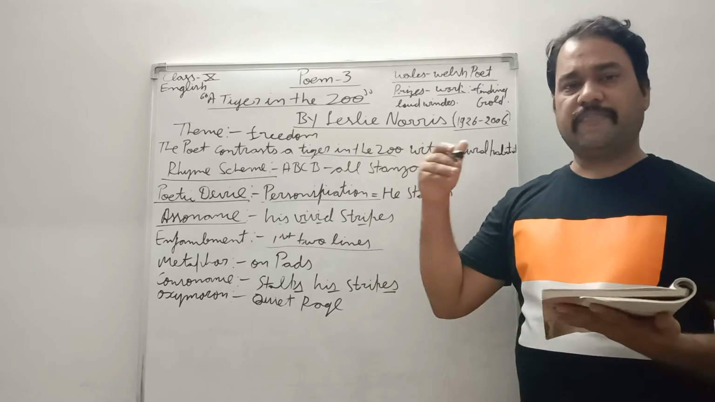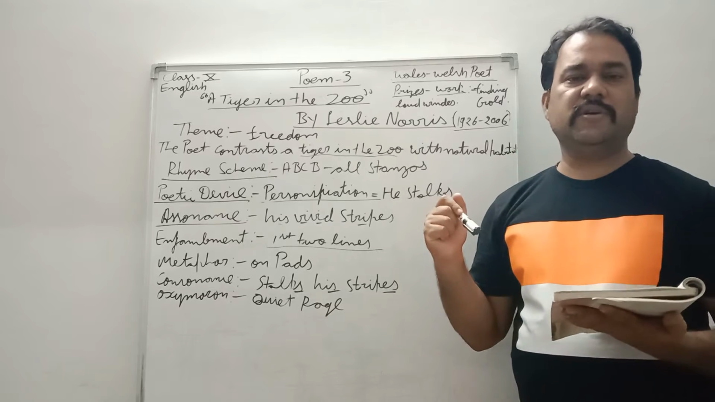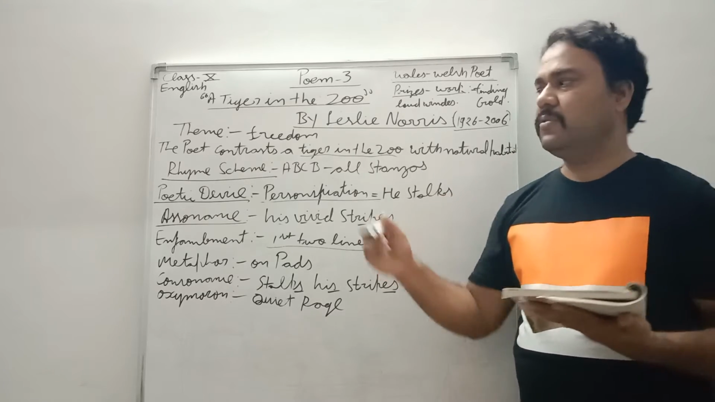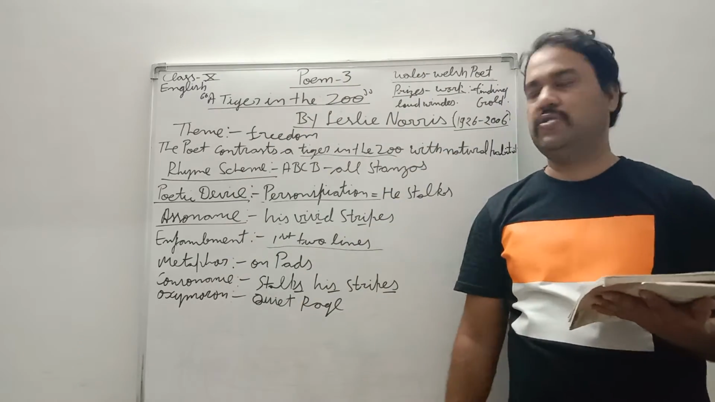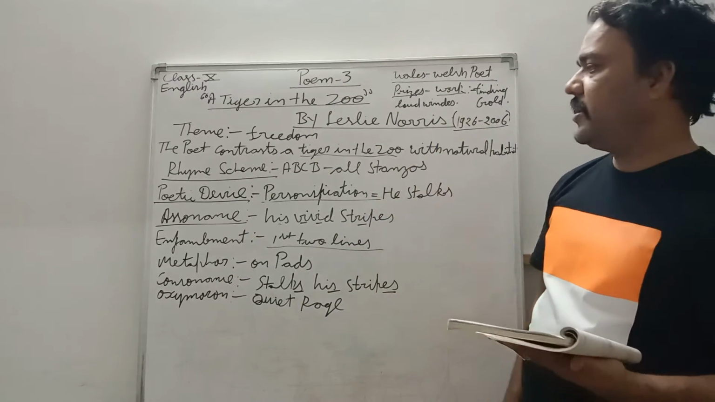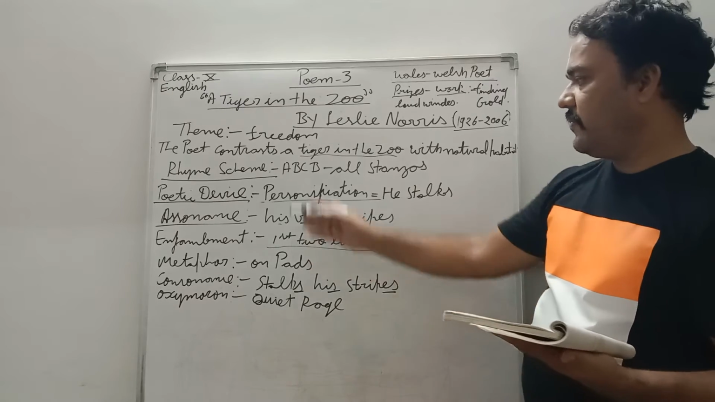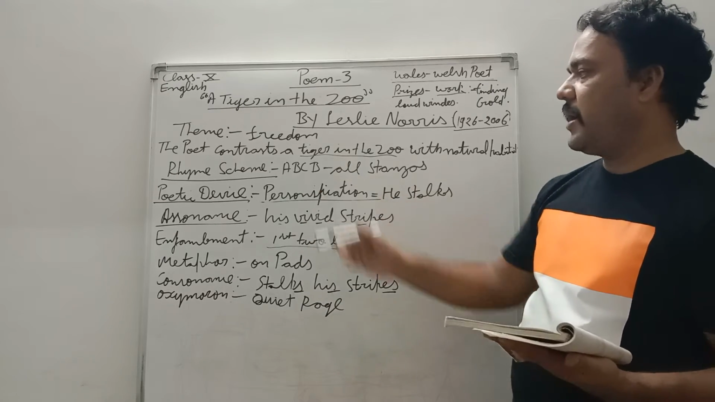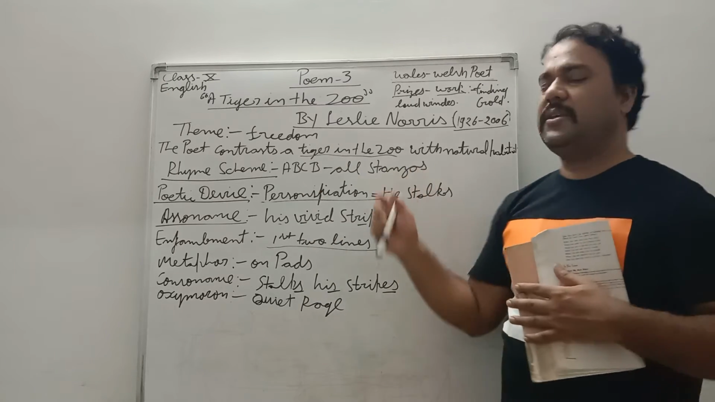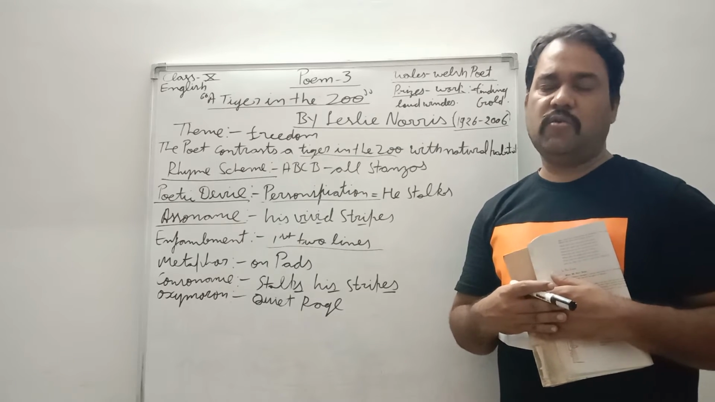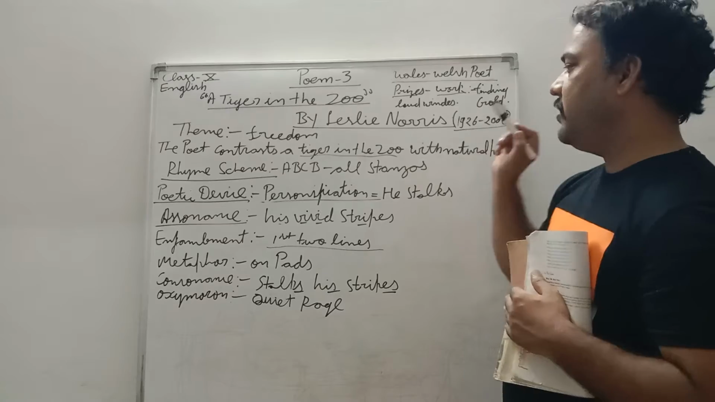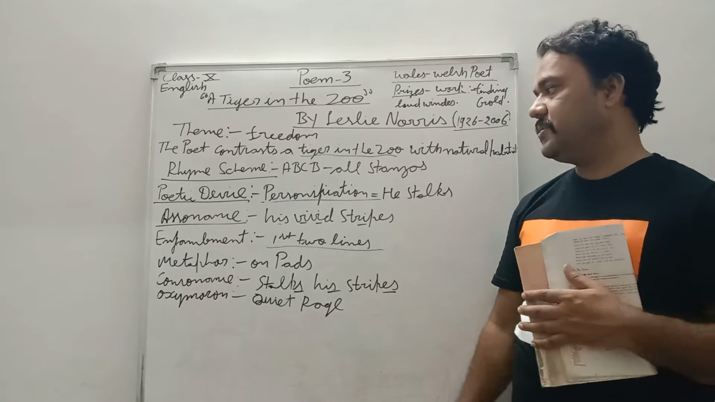So the poet takes us to the zoo, and from the zoo to the forest, and then again from the forest to the zoo. The poetic devices used here are the following. If you talk about the rhyming scheme, it is A, B, C, B throughout the stanzas. In all the stanzas, the A, B, C, B rhyming scheme is used.